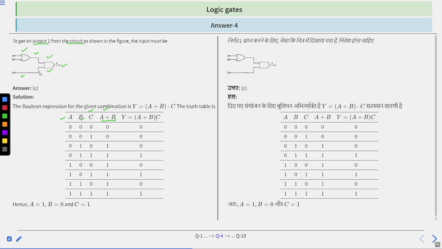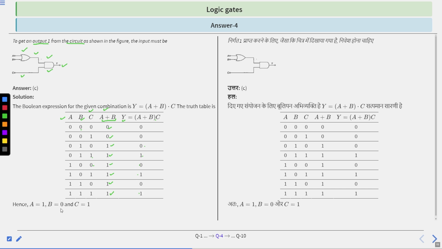Clear? The possible input combinations are 000, 001, 010, 011, 100, 101, 110, 111. This is the output for the OR gate: 0, 0, 1, 1, 1, 1, 1, 1. Now we calculate Y. (A plus B) dot C is equal to Y. So Y is 0, 0, 0, 1, 0, 1, 0, 1.